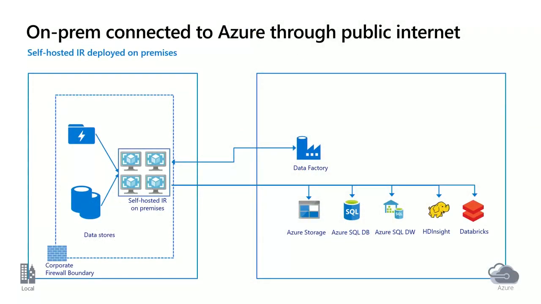Well, with this self-hosted IR, there are different network or setup provisioning ways. If you are going through public network from on-prem to cloud, you set up the self-hosted IR on-prem inside your CorpNet. That way, the self-hosted IR inside your CorpNet will retrieve data from source and push into Azure going through the public network.